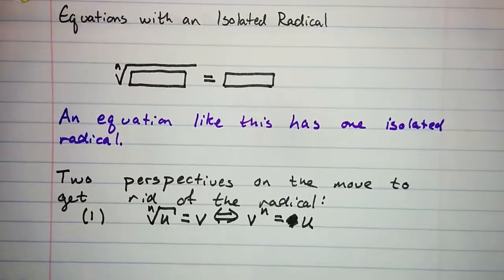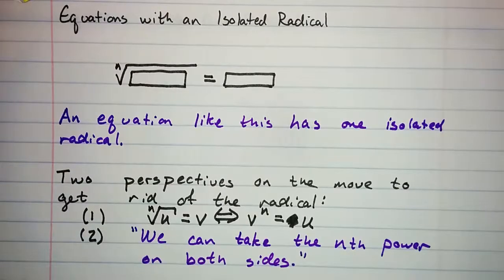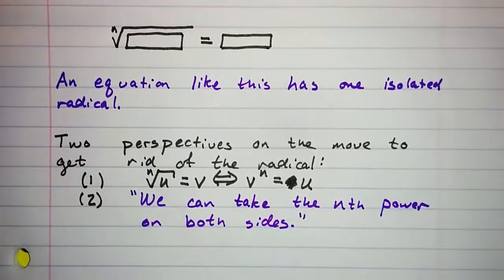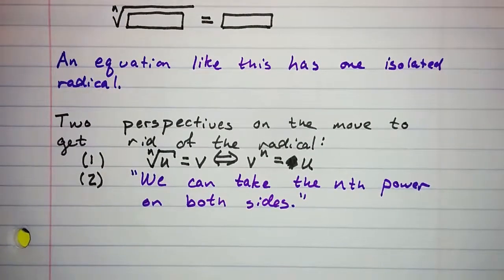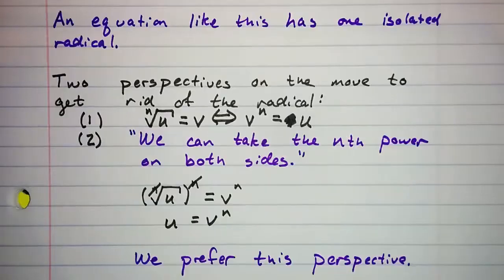Or another perspective on this is to say we can take the nth power on both sides, and then the nth power and the nth root cancel. We're going to prefer this second perspective because it's a little bit more straightforward and a little bit more in line with our usual equation solving steps: do the same thing to both sides of the equation. Let's see an example of using this process.